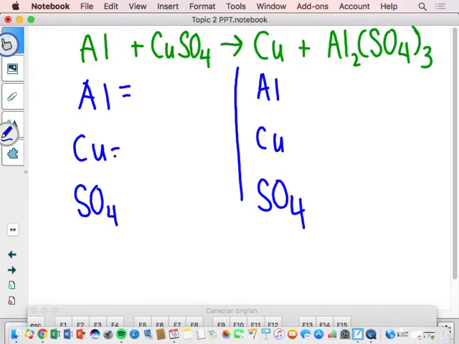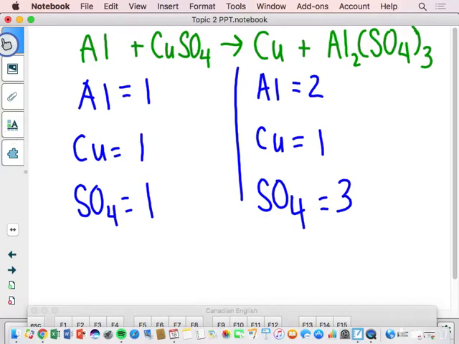Tally up how many we have. Al's 1, Cu's 1, SO4's 1. Some people in Science 10 might have said 4. SO4 goes to the oxygen, it's just saying how much of that molecule. If there were more SO4s, we'd have brackets that say how many there are, which we do on the right-hand side. Al's 2, Cu's 1, and SO4's 3. So that 3 is saying there's 3 of everything inside that bracket.